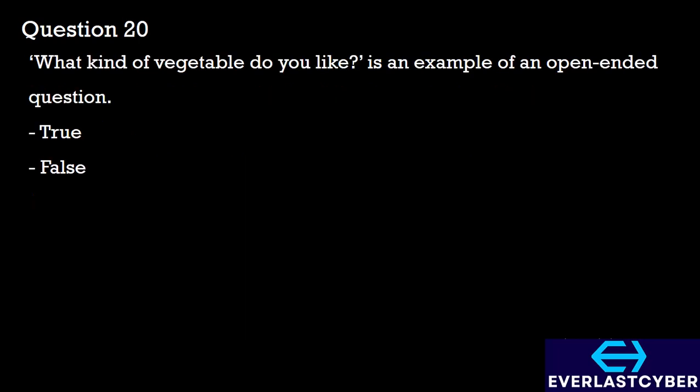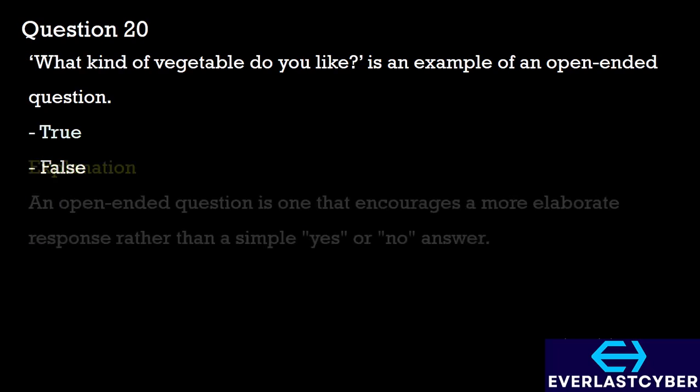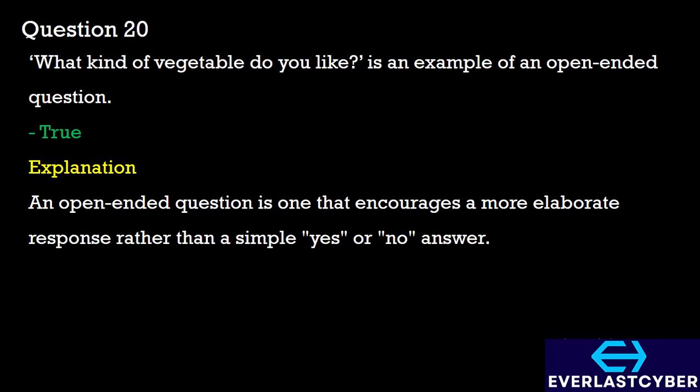Question 20. What kind of vegetable do you like is an example of an open-ended question, true or false. We'll begin with true here. An open-ended question is one that encourages a more elaborate response rather than a simple yes or no answer. So a question like, what kind of vegetable do you like, is an open-ended question because it prompts the person to provide more details about their preferences, and they can go ahead to name various types of vegetables, their favorite types, and the reason behind their choice.